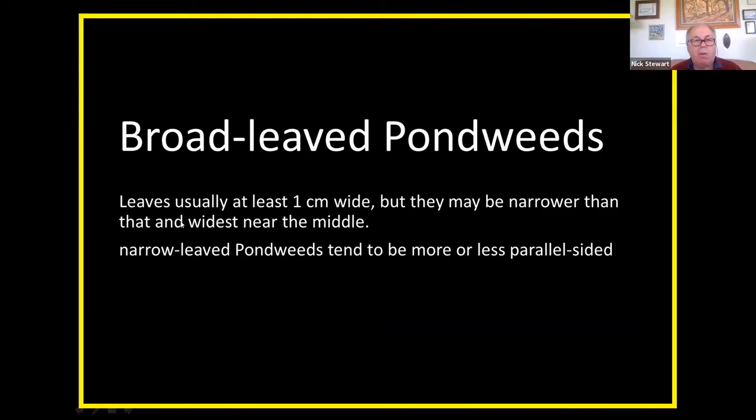So today we're talking about the broad-leaved pondweeds. The leaves are usually at least 1 centimetre wide. They can be narrower, but if they're narrow, then they're widest near the middle and taper at both ends.